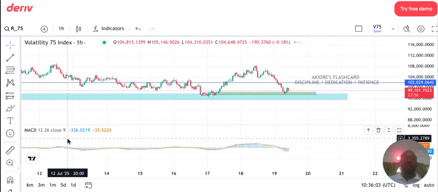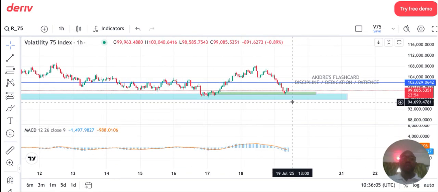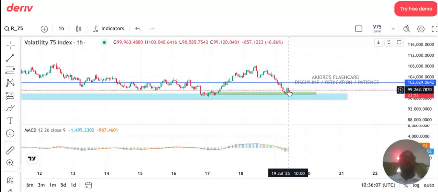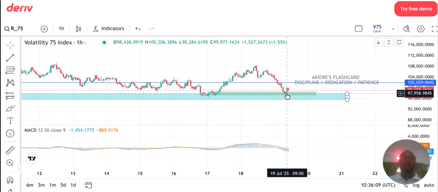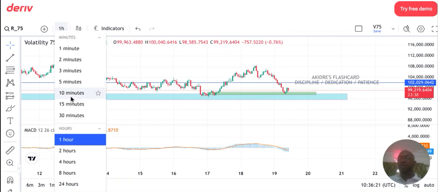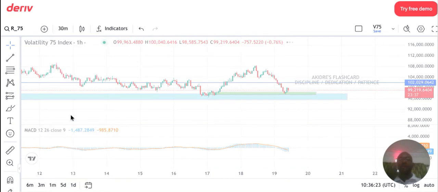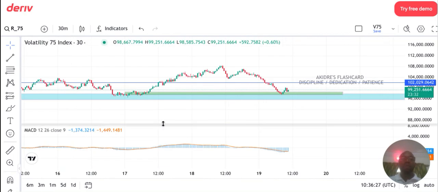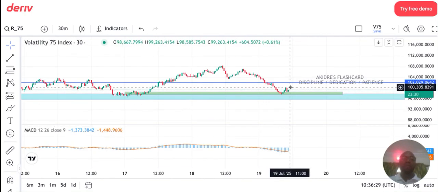Let's go to 1 hour. You see, two candles here, 1 hour, 2 hours is buying. Those that want to buy can use this retracement opportunity to enter here, but always make sure you take your entry from a lower time frame so that your stop loss is going to be minimal. You see, it's already going up.